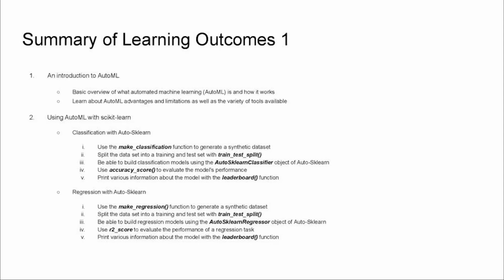In Section 2, using AutoML with scikit-learn, we first looked at classification with AutoSKLearn. We used the make classification function to generate a synthetic dataset, split the dataset into training and test sets with train-test-split, and build a classification model using the AutoSKLearn classifier object of AutoSKLearn. We then used accuracy score to evaluate the model's performance, and printed various information about the model with the leaderboard function. Following this, we also looked at regression with AutoSKLearn, and followed essentially the same steps as the classification pipeline, but for a regression pipeline.